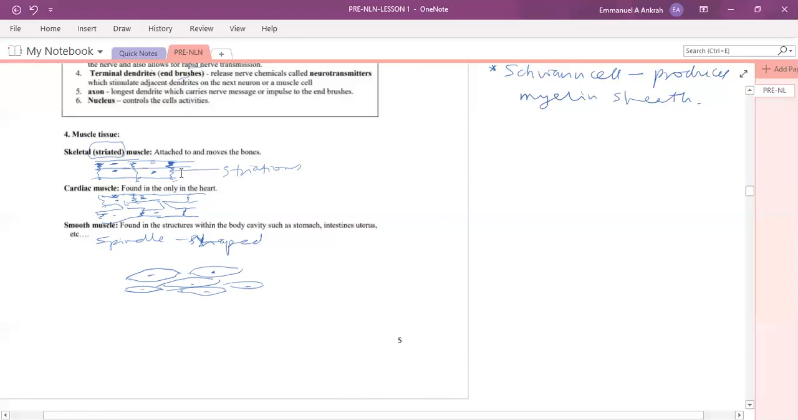See this diagram: striations, striated muscle, cardiac, and then spindle-shaped smooth muscles. Okay. They like drawing some of these diagrams. Okay. So you can draw that in your notes as well.